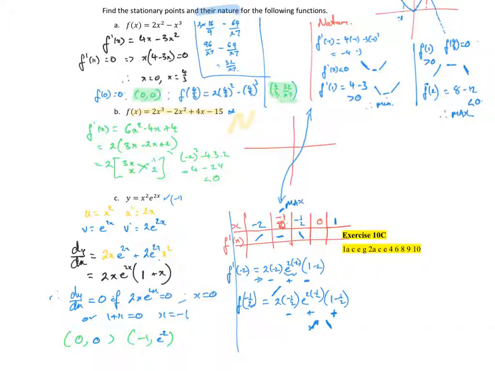At 0, we have a 0 gradient. At x equal to 1, what does f dash of 1 equal? It is equal to 2 times 1, e to the 2 times 1, 1 plus 1. So that's positive, that's positive, that's positive. So I get a positive gradient. So there we are. We can summarize everything now by saying the point 0, 0, that's a maximum. And the point negative 1, e to the minus 2, well, that's a minimum.